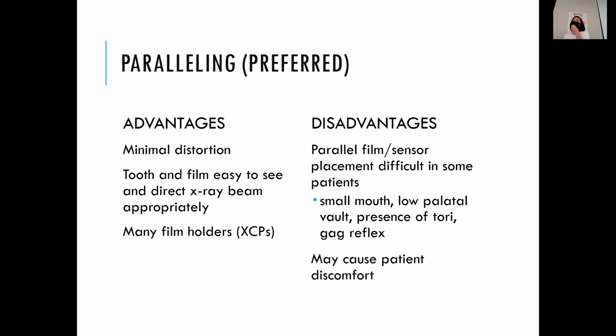So if they have a small mouth, a low palatal vault, shallow palate, presence of tori either in the palate, they have a single bone in the palate, or if they have the bone on the inside of their mandibular ridge, kind of bumpy bone, and you can't get the sensor in there, they gag. The patient might complain more. And so you're just trying to adapt your ability to get the sensor in their mouth to their situation. That might throw you into ending up taking a bisecting technique, even if you don't mean to.